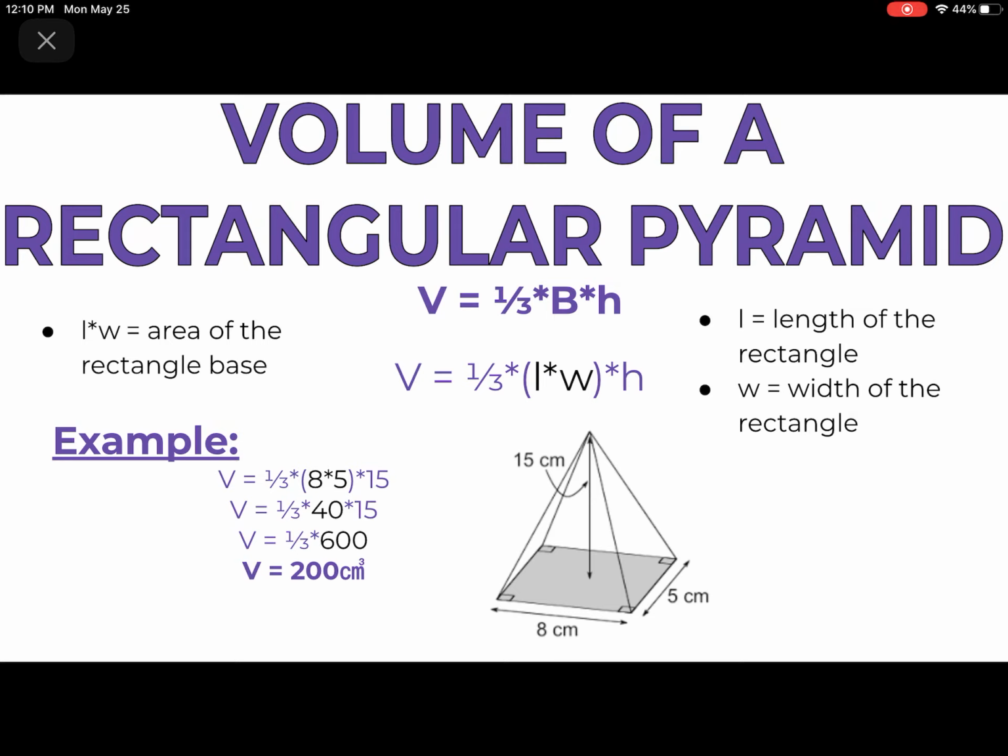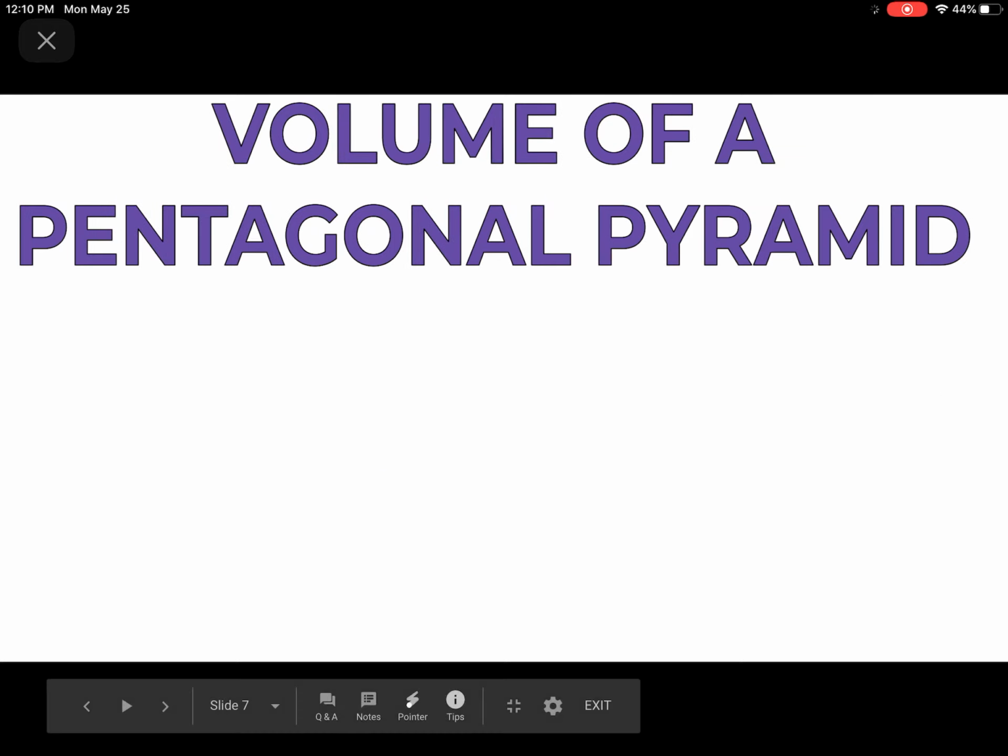Volume equals 1/3 times 8 times 5, the length and the width of the base, times 15, my height. Volume equals 1/3, 40 times 15. Volume equals 1/3 times 600. Volume equals 200 centimeters cubed. Take it step by step to get to the end, making sure we use cubed for our units.